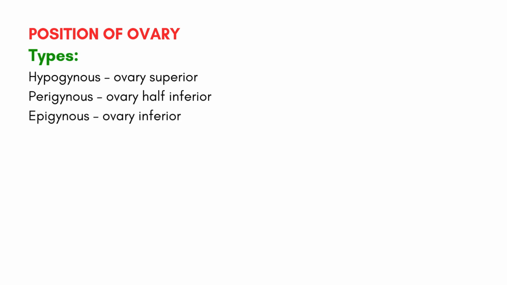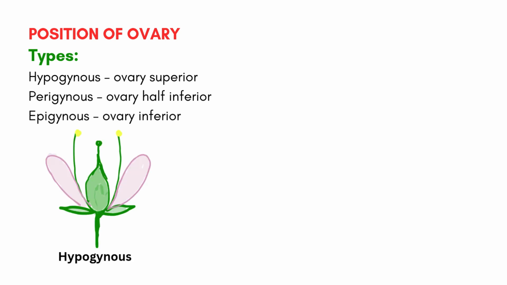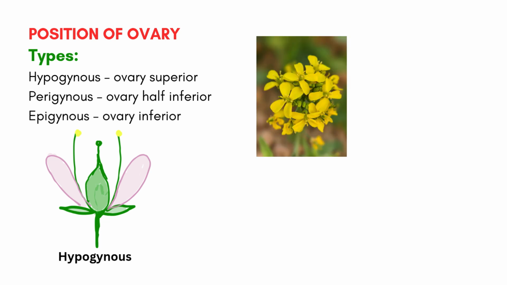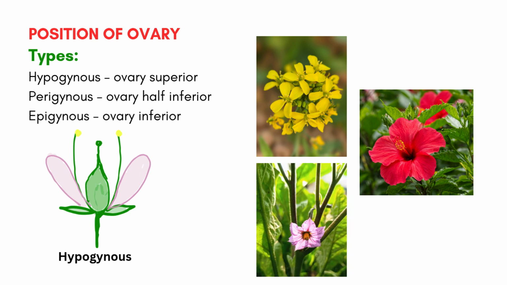Based on the position of the ovary, flowers are classified as hypogynous, perigynous or epigynous. In the hypogynous flower, the gynoecium occupies the highest position while the other parts are situated below it. The ovary in such flowers is said to be superior. Example: mustard, China rose and brinjal.